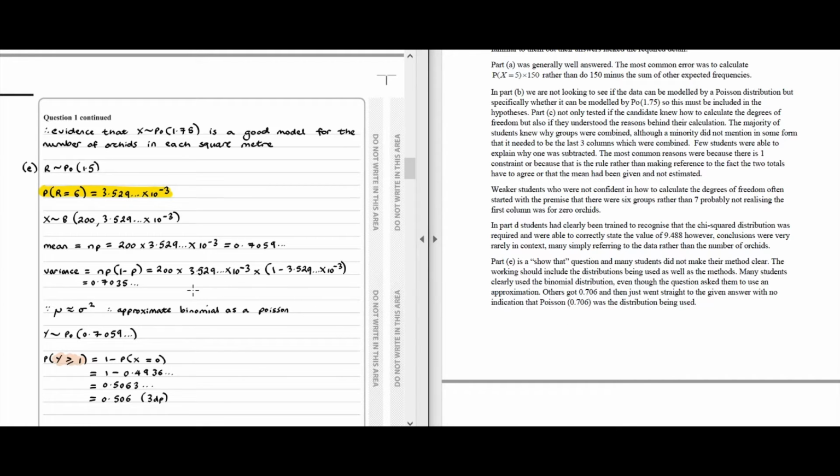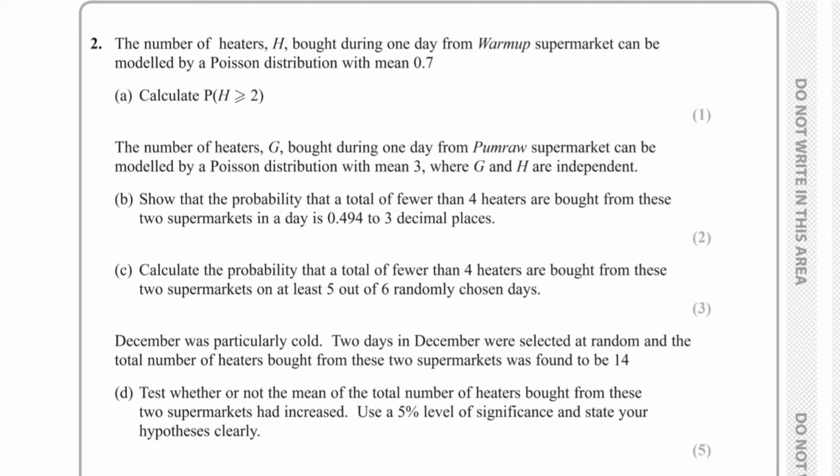Okay. Question number 2. The number of heaters H bought during one day from Warm-up supermarket can be modelled by a Poisson distribution with mean 0.7. For part A, we have to calculate the probability that H is greater or equal to 2.